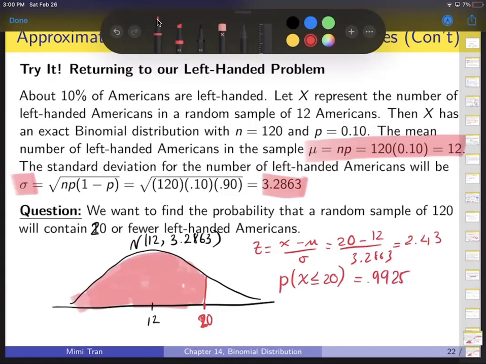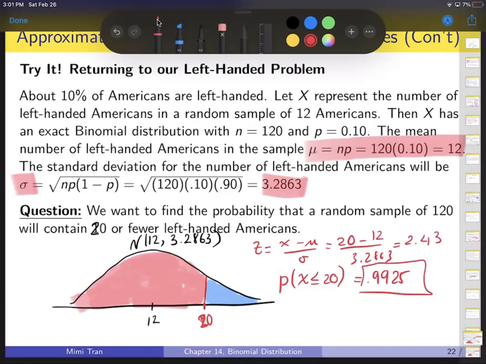Now you want it from the left, so you don't have to subtract. You only subtract from 1 if you want the blue part, the greater than 20, because from the left we leave it like that. So that's pretty a lot. The probability of 20 or fewer left-handed Americans out of 120 is roughly 99%. Wow, it's a lot of left-handed people among us.